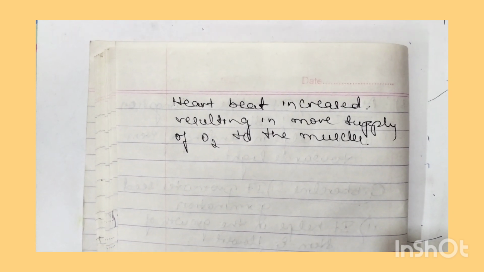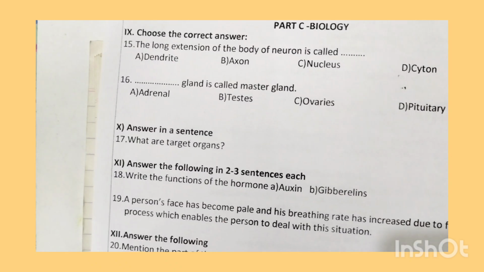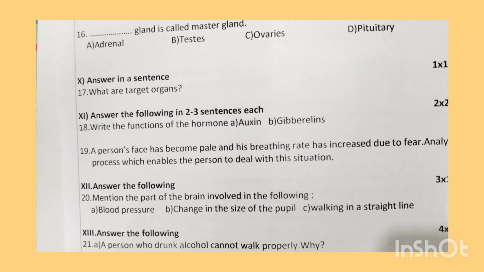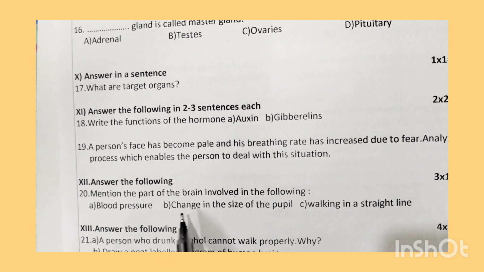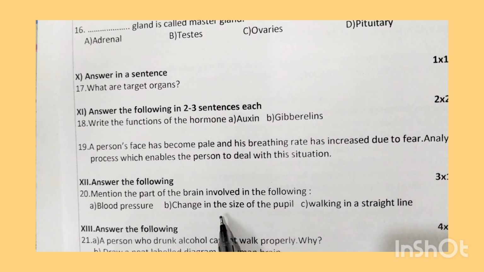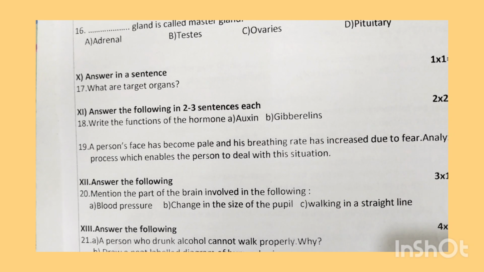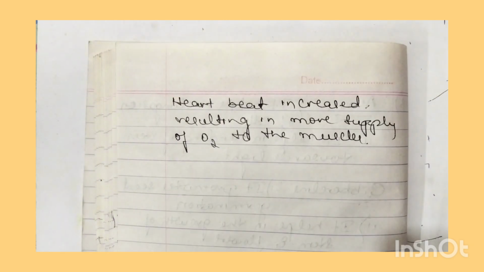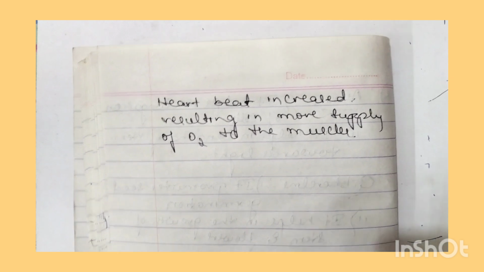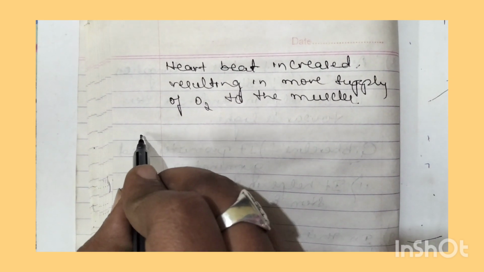Now let us move to question number 20. So question number 20 is, mention the part of the brain involved in the following: blood pressure, change in the size of the pupil, walking in a straight line. So let us answer this question now. So this is question number 20.